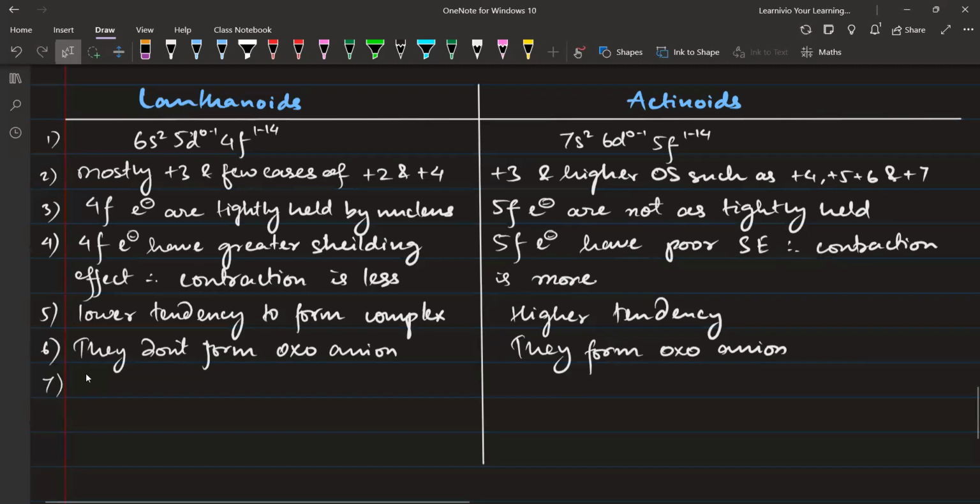Seventh, here only one metal, that is promethium. Only promethium is a reducing agent. In actinides, they are reducing agents.